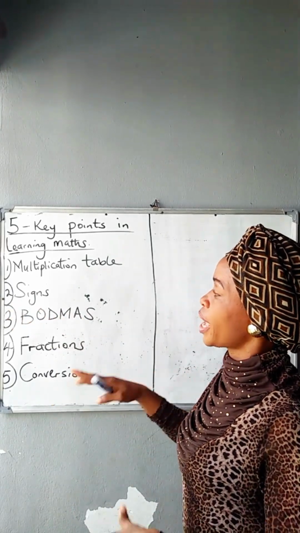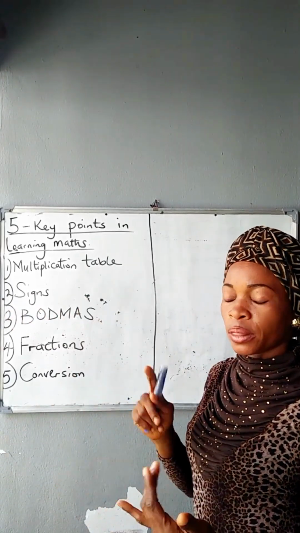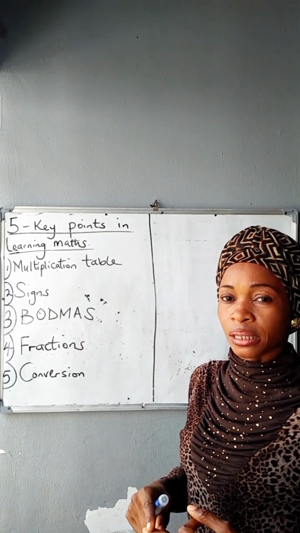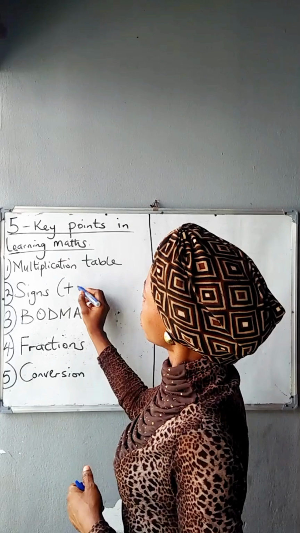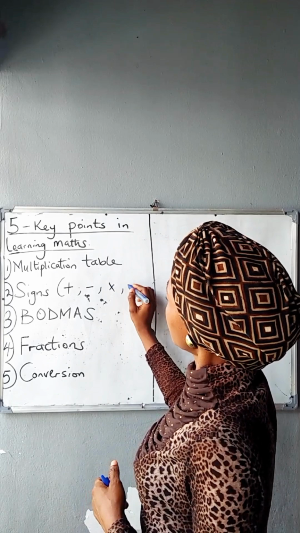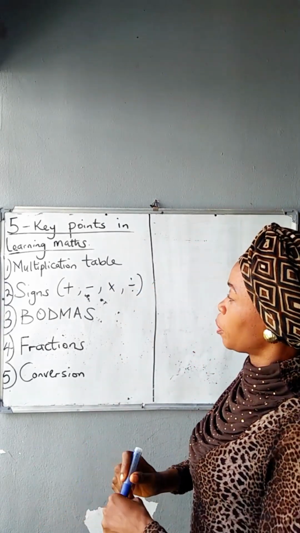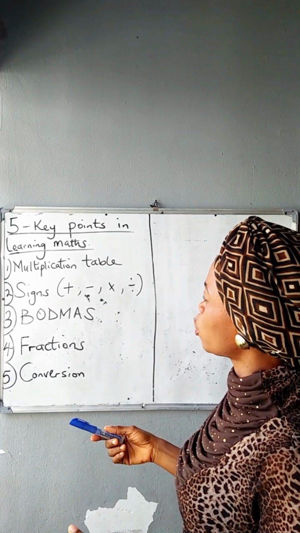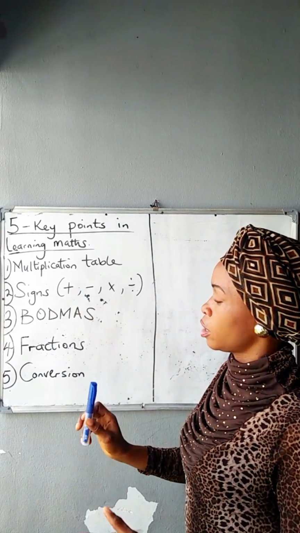So number 2, we have signs. What do we mean by signs? The plus, minus, times, and division. This is very important. Understanding signs. What do I mean? Learn the rules.